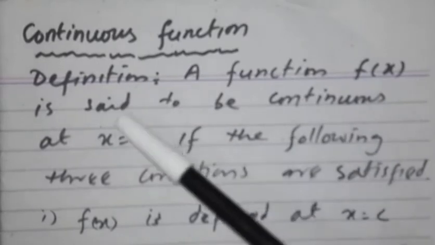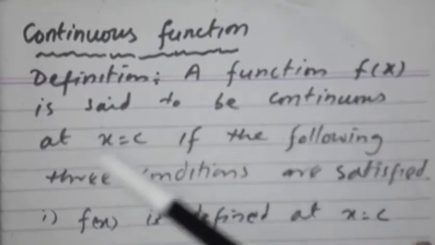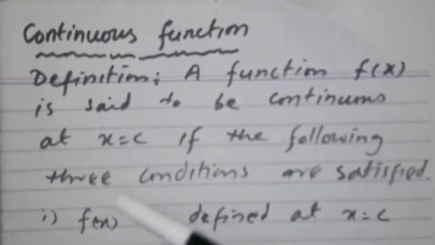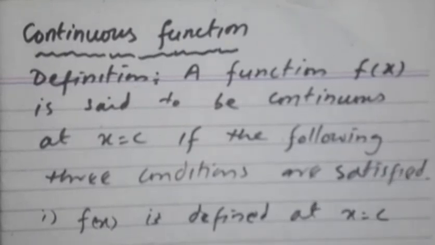Dear students, today we are going to discuss the continuous function definition. A function f of x is said to be continuous at x equals c if the following three conditions are satisfied. First, f of x is defined at x equals c.